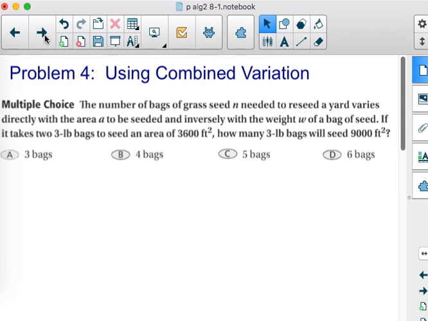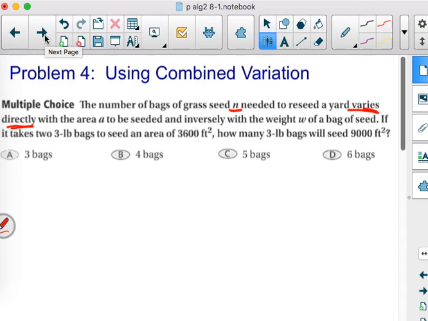Oh, here we go. This says, the number of bags of grass seed N needed to reseed a yard varies directly. Ooh, I stopped right there. N varies directly. That's multiplication. So N equals K times something. Now I'm looking for what's the something. With the area A to be seeded and inversely, ooh, that's division, with the weight W of a bag of seed.